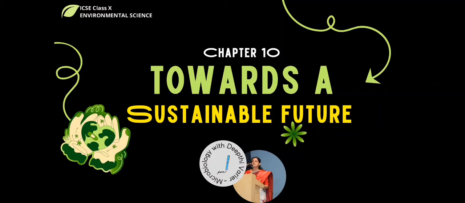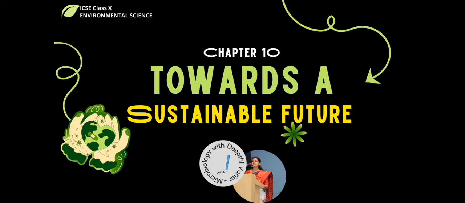Hello all. Let's do the last chapter in the ICSE Class 10 Environmental Science syllabus, which is towards a sustainable future. Now, the current generations have been using the natural resources abundantly, and it has also led to the destruction and its overexploitation, which means in the future there will be no natural resources left, and that will obviously affect the quality of life of the future generations.